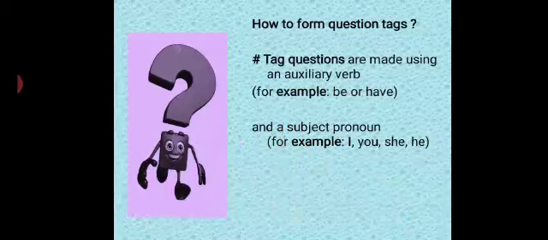Now see how to form the question tags. Tag questions are made using an auxiliary verb. Auxiliary verb is the verb form of be or have. As we go through the sentences further, you will understand. And also we use a subject pronoun, for example, I, you, he, she, it, they, etc.